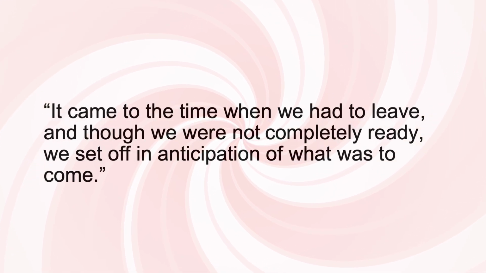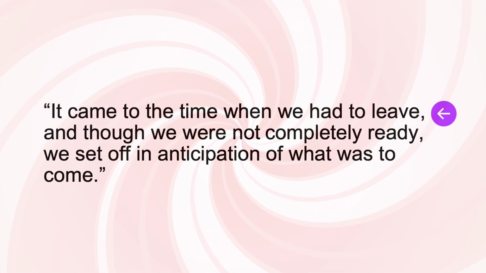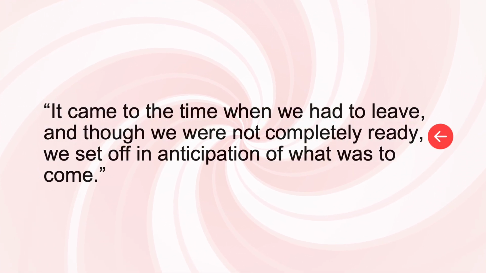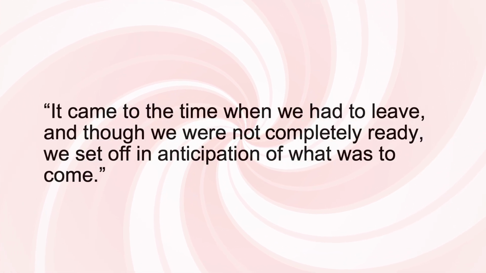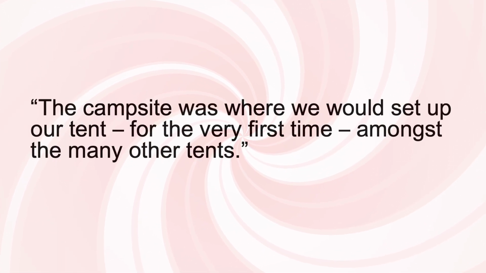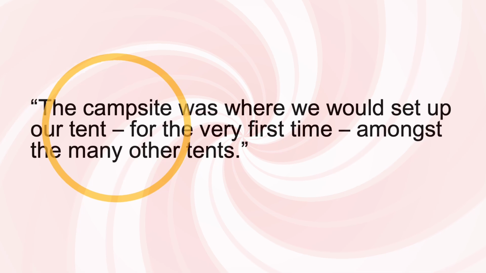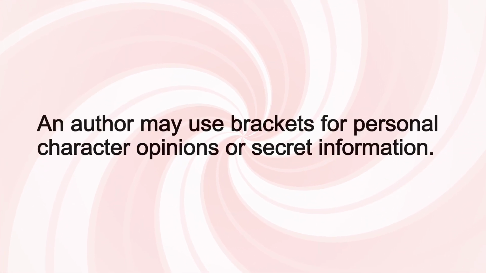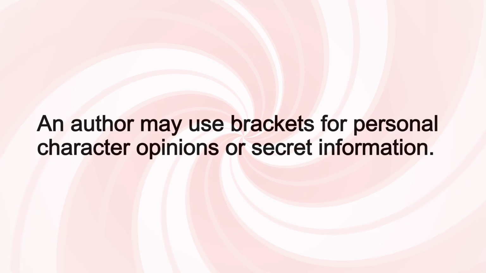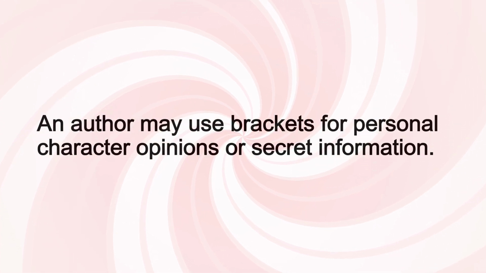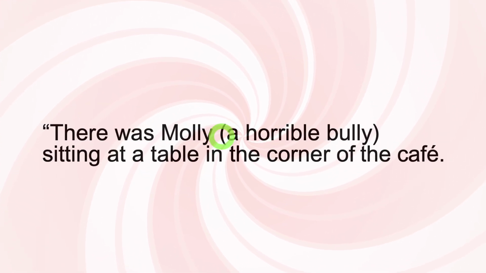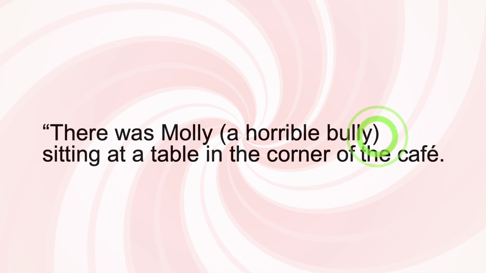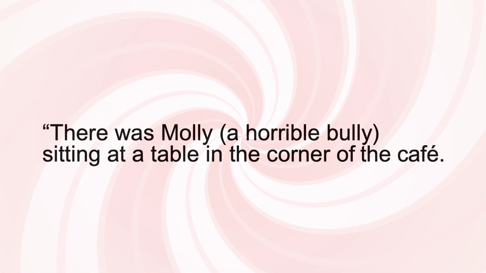"It came to the time when we had to leave, and though we were not completely ready, we set off in anticipation of what was to come. The campsite was where we would set up our tent, for the very first time, amongst the many other tents." An author may use brackets for personal character opinions or secret information. "There was Molly, a horrible bully, sitting at a table in the corner of the cafe."